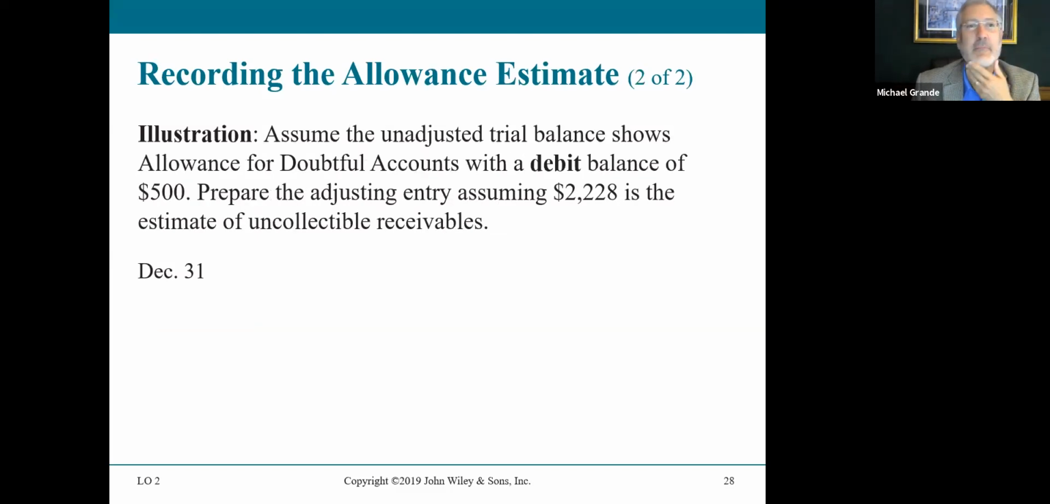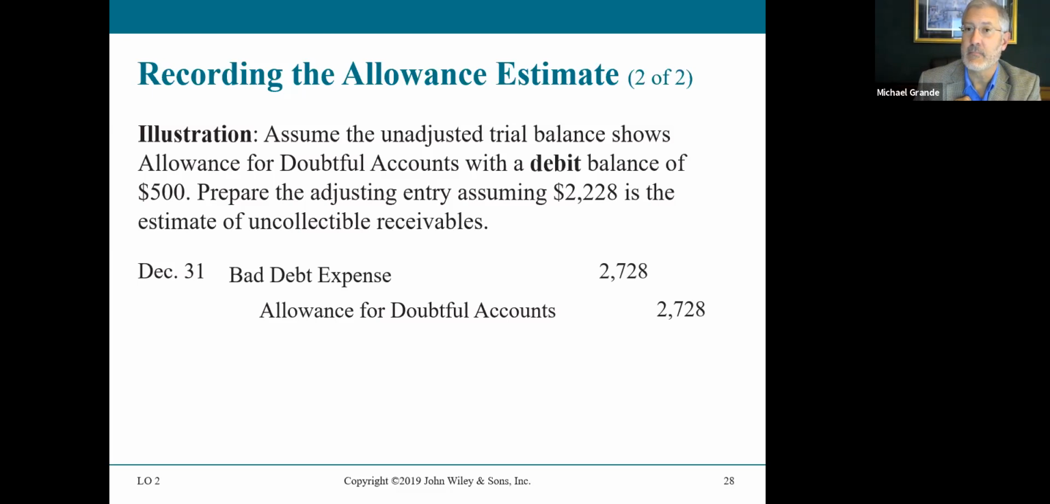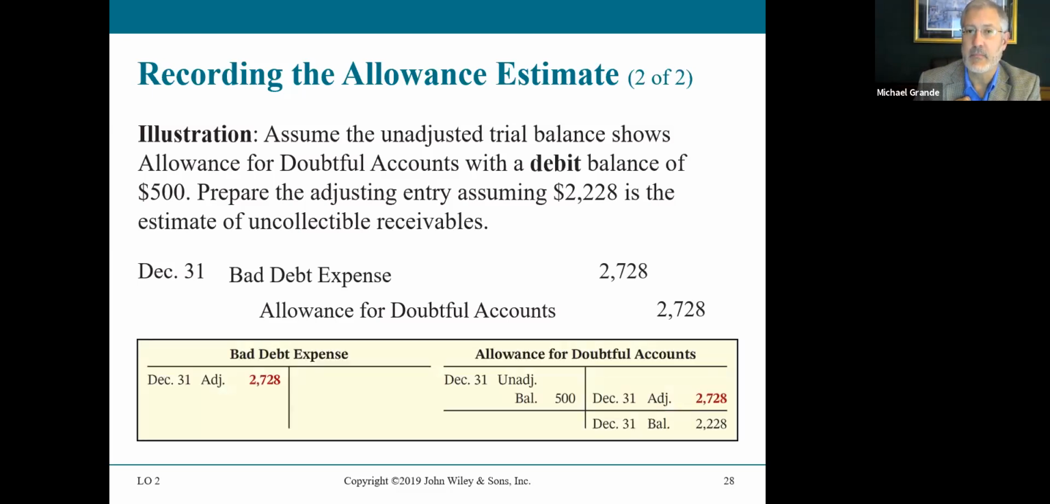Let's look at another example. Assume that the unadjusted trial balance shows allowance for doubtful accounts with a debit balance of $500. Not a credit balance, a debit balance of $500. It should be a credit balance of $2,228, right? See why we have to have a debit to the bad debt expense for $2,728 and a credit to the allowance account for $2,728, because the balance needs to be a credit balance of $2,228. Important concept.